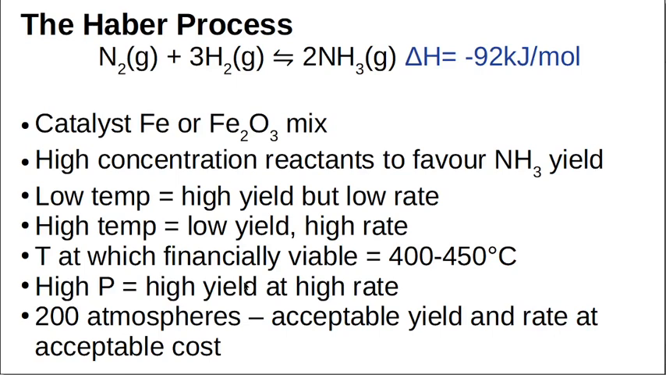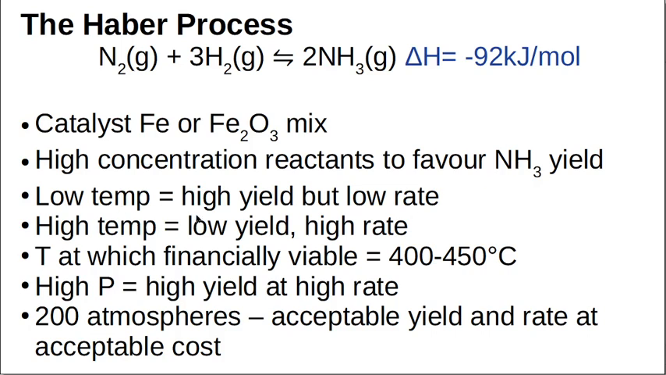So let's have a look at the Haber process first. This is nitrogen plus hydrogen goes to ammonia. It's a chemical equilibrium reversible reaction, and the forward reaction is exothermic. So when you make this, you use a catalyst of iron or iron oxide mixed. Okay, you have to have a high concentration of reactants to favor the ammonia yield.